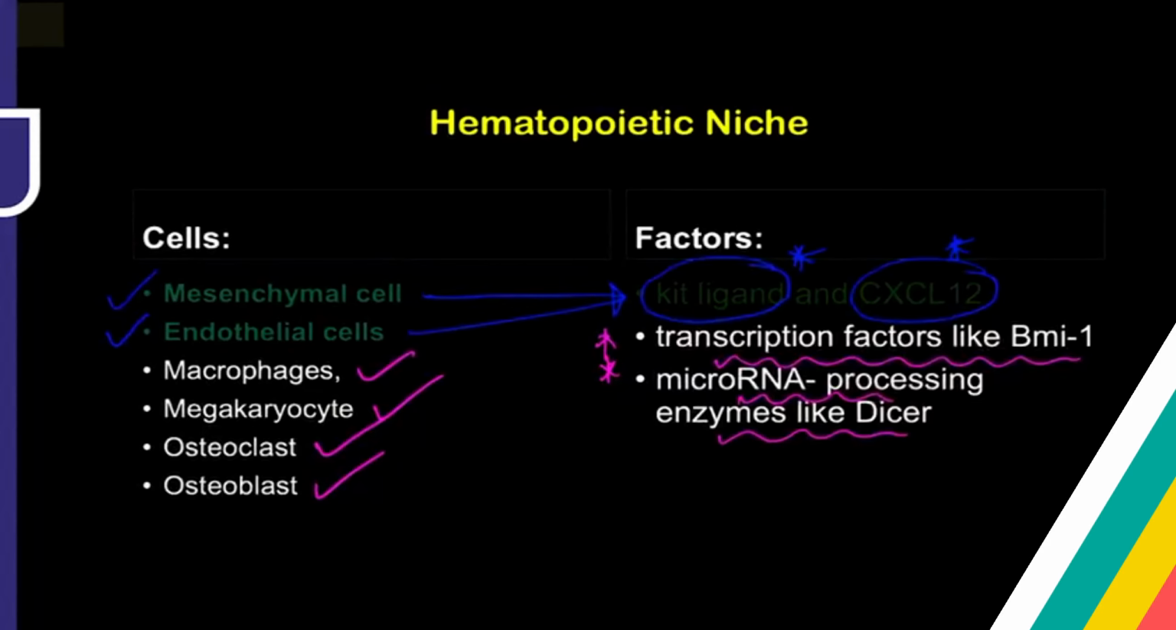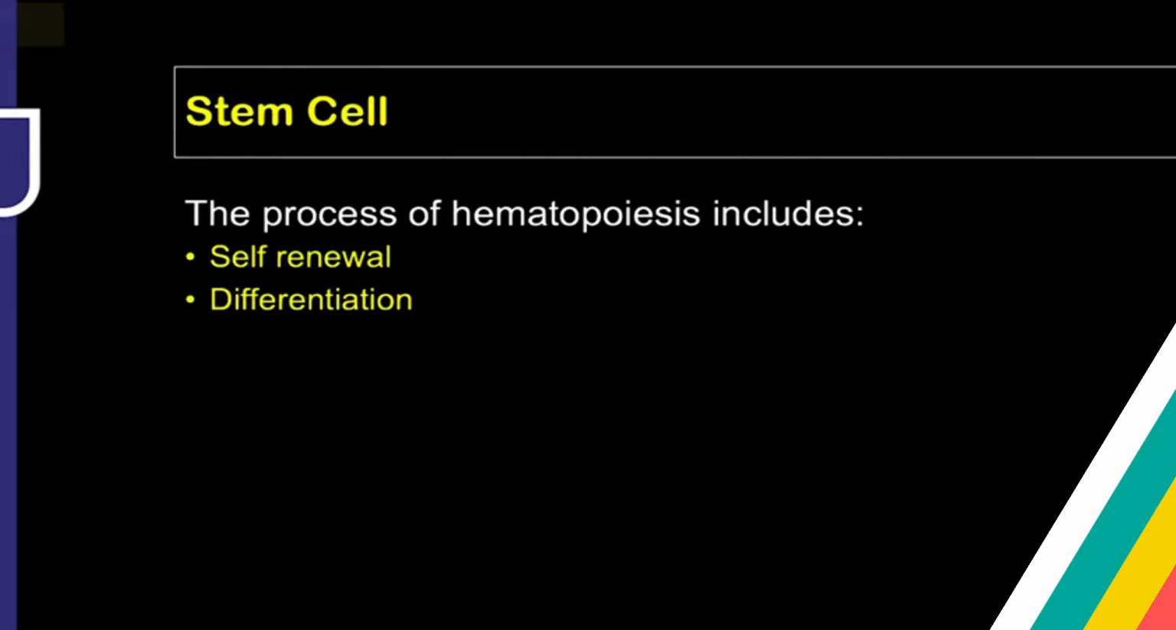So in that community or in that hematopoietic niche, multiple factors are there which are secreted by various cells in the community, and they help in hematopoietic stem cell development. So again and again, I am saying hematopoietic stem cell, hematopoietic stem cell. So what is the meaning of stem cell to you? If you say that this cell is a stem cell, it has two important properties. One is self-renewal and the other one is differentiation.